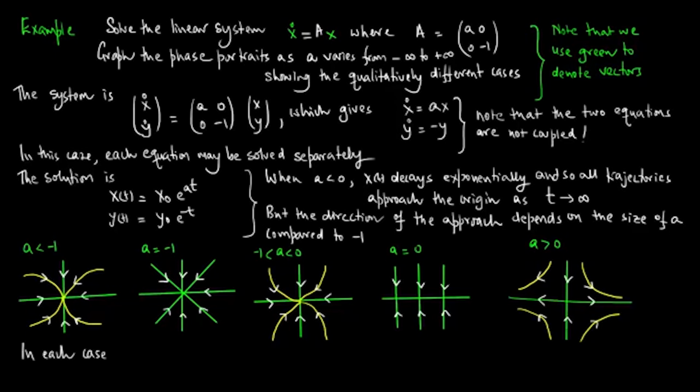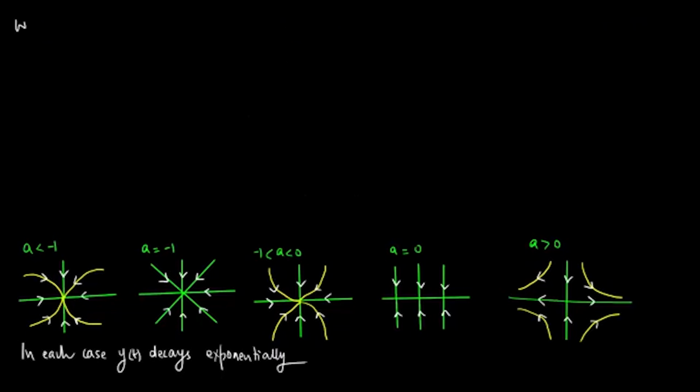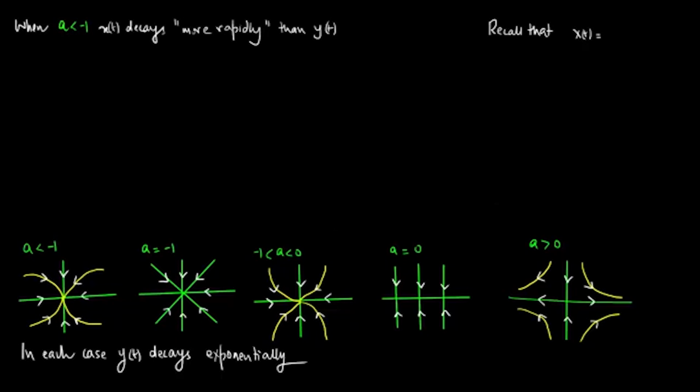In each case, y of t actually decays exponentially. When a is less than minus 1, x of t decays more rapidly than y of t. Recall that x of t is x naught e to the at and y of t is y naught e to the minus t. The fixed point x star is equal to 0 is called a stable node.